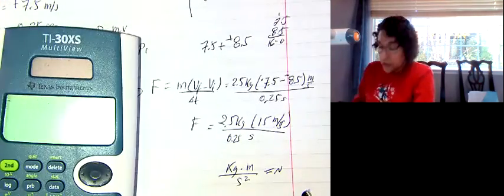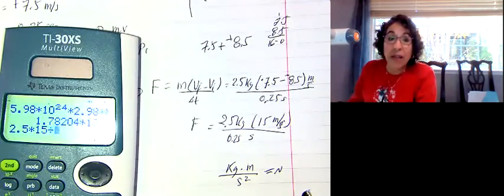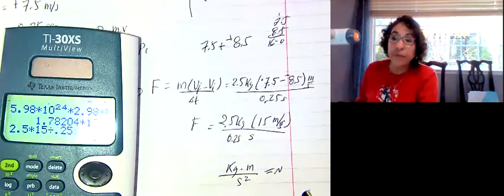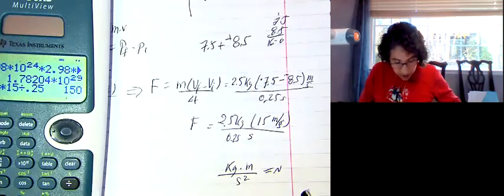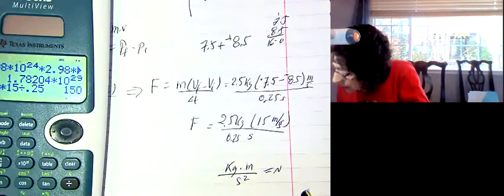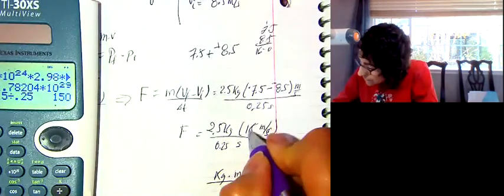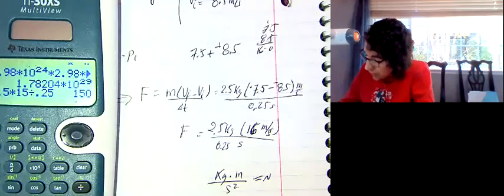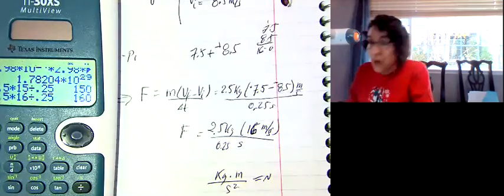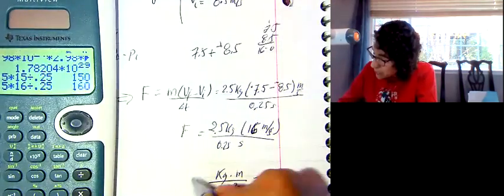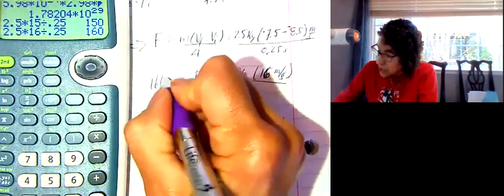Okay, so now let's multiply all this. And we get 2.5 times 15 divided by 0.25, and I end up with 150. Is that right? What did I do wrong here? Oh, sorry, this is supposed to be 16. Right here, 16. There we go. Let's try it again. 2.5 times 16 divided by 0.25. There we go, 160. That's why I check. So I get that the force is 160 newtons.